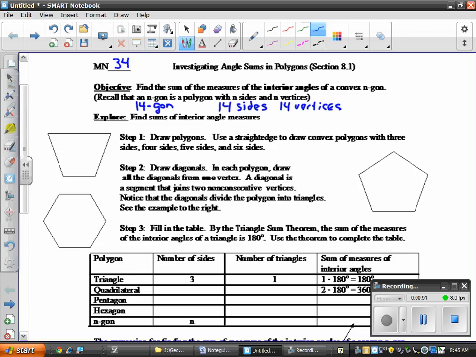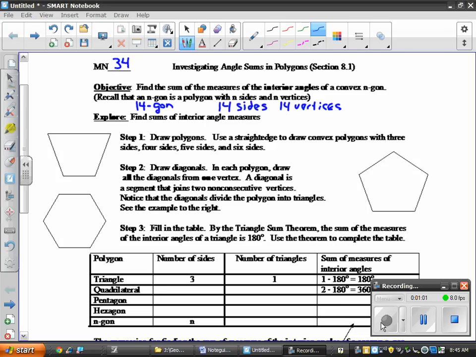So today we're going to first explore the sums of interior angle measures. And really what's going to happen is you're going to derive the formula for the polygon interior angle theorem. The steps are in three parts, where the first one says draw polygons. Use a straight edge to draw convex polygons with 3 sides, 4 sides, 5 sides, and 6 sides. And just to make it more straightforward, I have the pictures around your note guide for you. So step one is really taken care of.